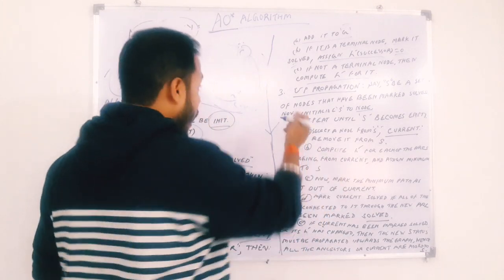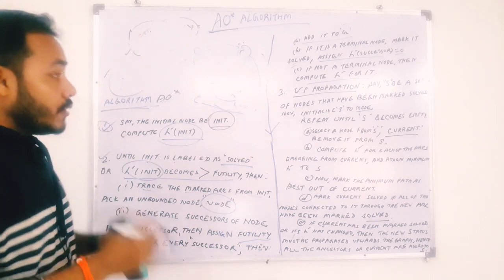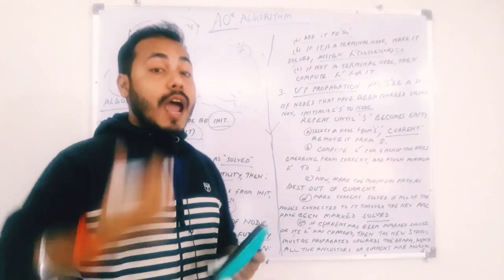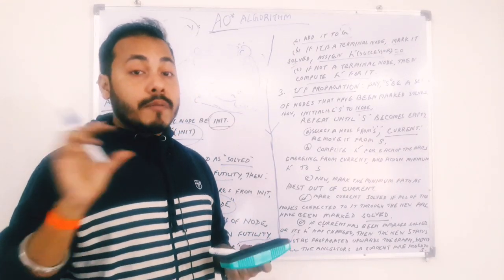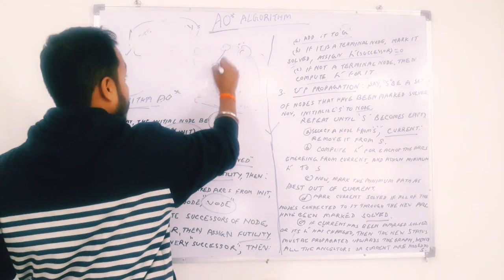Now up propagation. Throughout this process, what we are trying to do is evaluate every node and its successors, and then find the best solvable node. Then what we have seen from that graph.